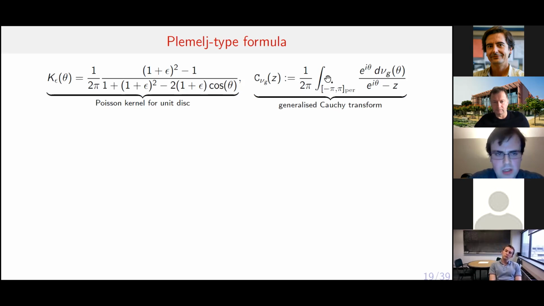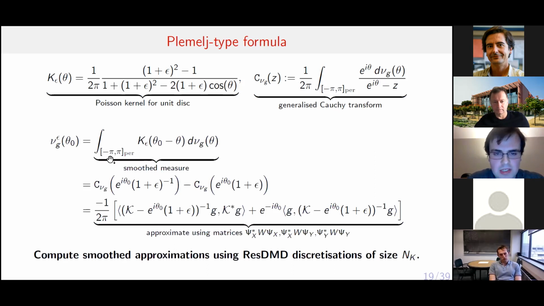Okay, so the idea is to take our spectral measure and take a convolution with this smoothing kernel. You can think of this as a smoothed version of the spectral measure, and it's actually a function, right? Even though this is a measure. And why have I written out these generalized Cauchy transforms? Well, you can rewrite this convolution in terms of this Plemelj-type formula, right? These differences of Cauchy transforms.